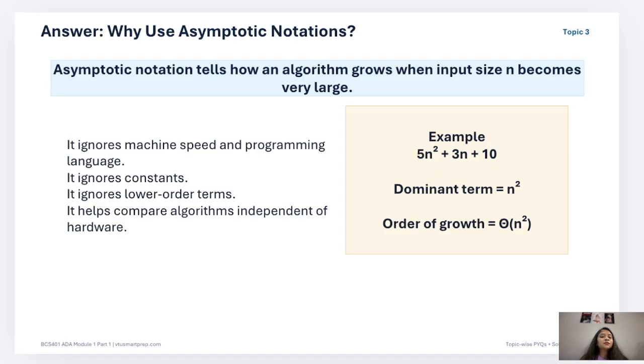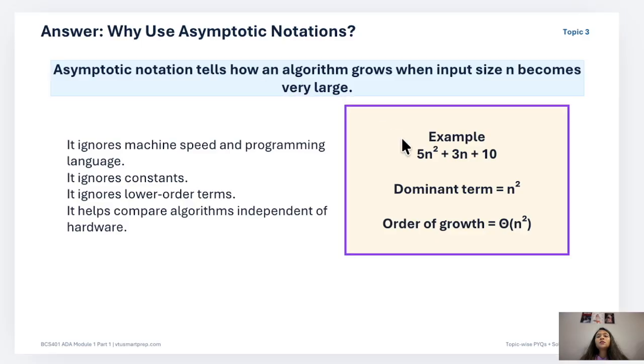For example, here you can see we have f(n) = n^2 + cn + 10. Here you need to understand that the dominant term is n squared, and the order of growth is theta of n squared.